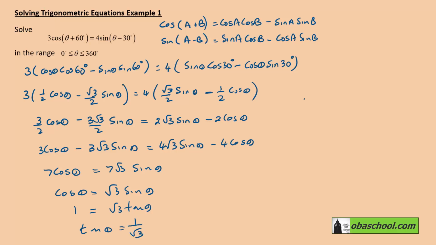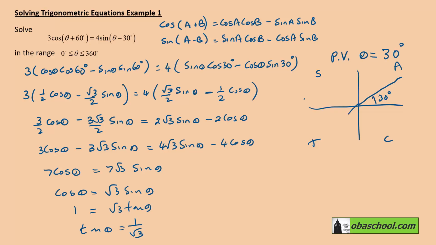Now, that's one of our standard angles. So we know the principal value for that is that theta is 30 degrees. And it's a tangent, and it was positive. So one of them is there, and the other one, the secondary value, would be here.